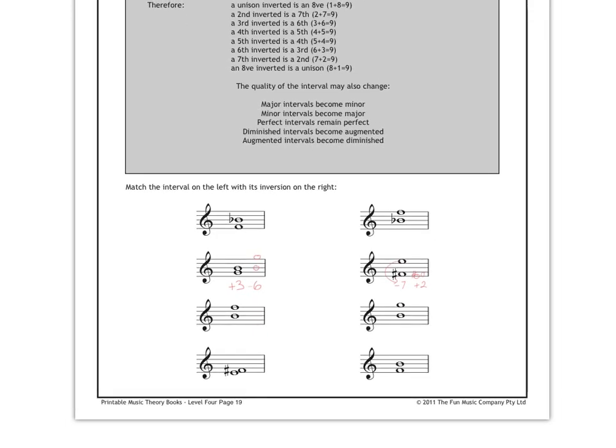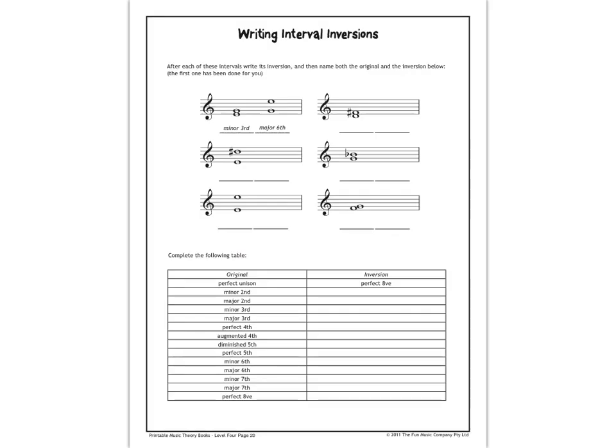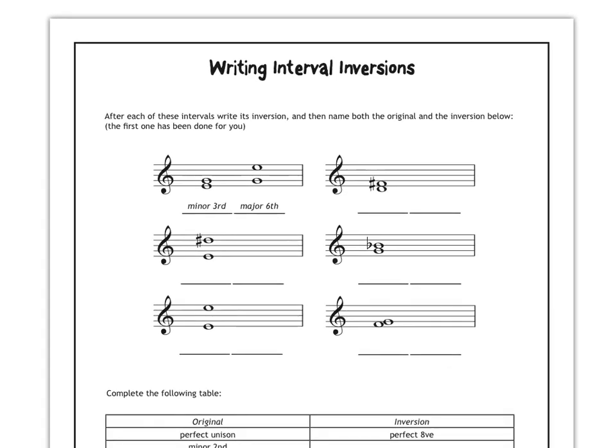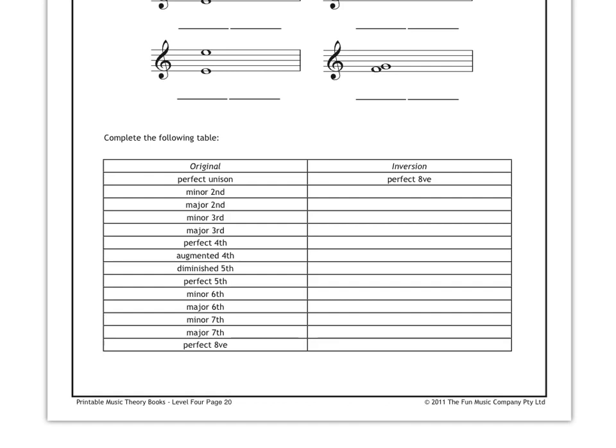All right, the last little bit, the next page is just a bit of review, so let's head over there right now. This page really is just for practice writing your intervals and writing your inversions at the top there, and then of course completing the following table. Remember, seconds become sevenths, fourths become fifths, everything adds up to 9. Perfects stay perfect, majors go back and forth with minors, and augmenteds and diminisheds also go back and forth, okay?